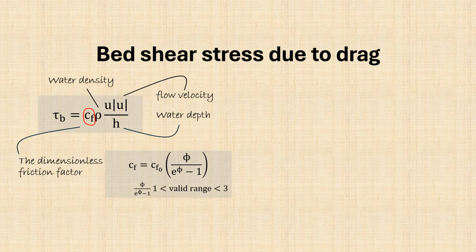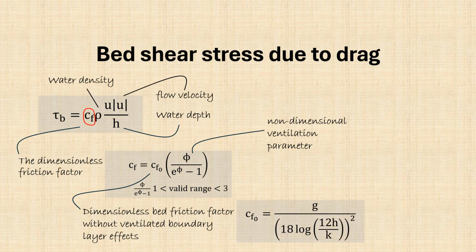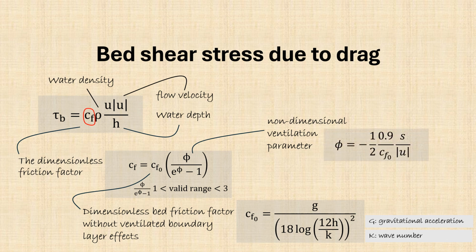And if you'd like to get into the weeds a little more, Cf0 is the dimensionless bed friction factor without ventilated boundary layer effects, and phi is the non-dimensional ventilation parameter. Cf0 is described by this expression, where g is gravitational acceleration and k is the wave number. And finally, phi, or the non-dimensional ventilation parameter, is expressed by this relationship. And if you wonder what this parameter s is, this is associated with the seepage or ventilation velocity, which accounts for the influence of infiltration or exfiltration on the boundary layer dynamics.